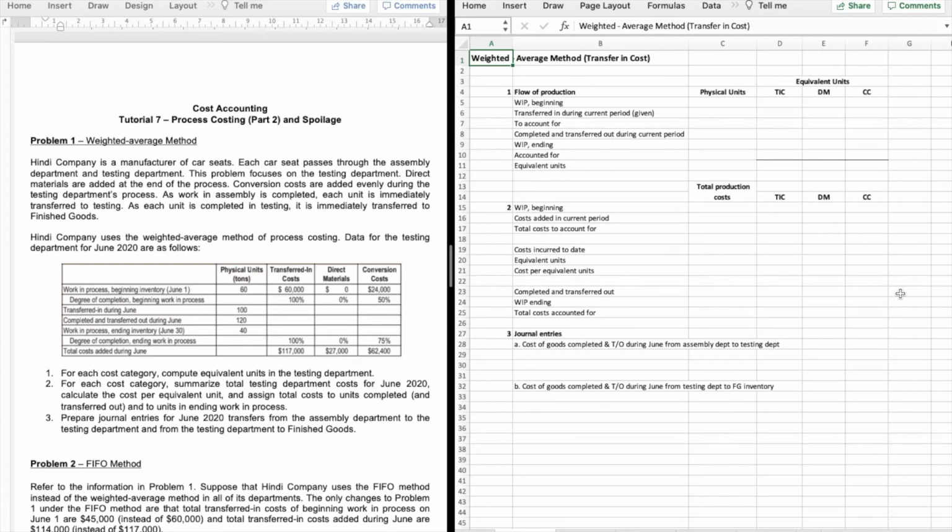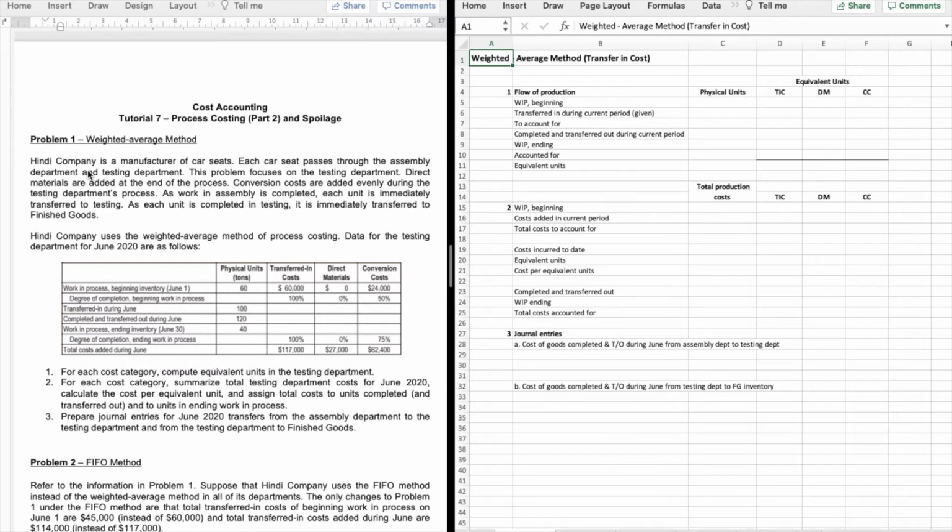So let us jump into problem 1. We will calculate the transferred in cost in process costing using the weighted average method. Hindi Company is a manufacturer of car seats. Each car seat passes through the assembly department and testing department. This problem focuses on the testing department.